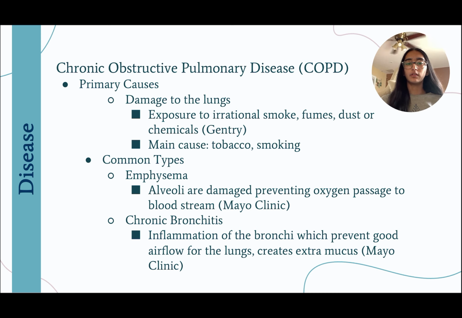There are a couple of common types of COPD which can occur: emphysema and chronic bronchitis. Emphysema occurs when your alveoli are damaged, preventing oxygen flow to the rest of the body. The alveoli are small sacs in your lungs, and if they can't properly store good oxygen, then good oxygen can't go to the rest of your bloodstream. Chronic bronchitis is the inflammation of your bronchi. That's one of your airways which take in air, and this prevents good airflow from coming into the lungs, which also creates mucus in your throat or in any of your airways.